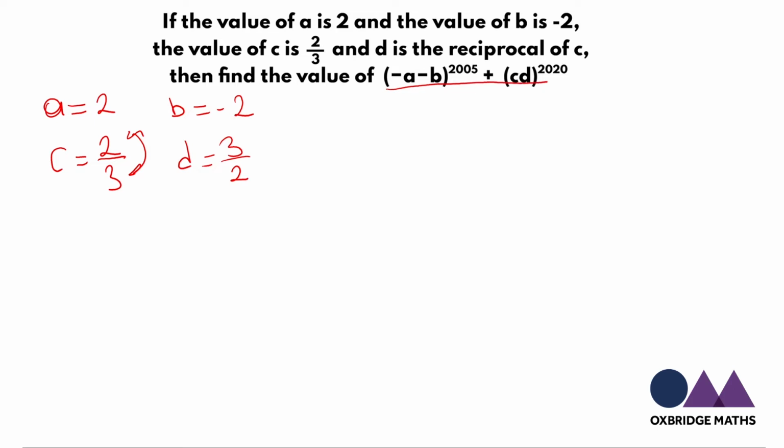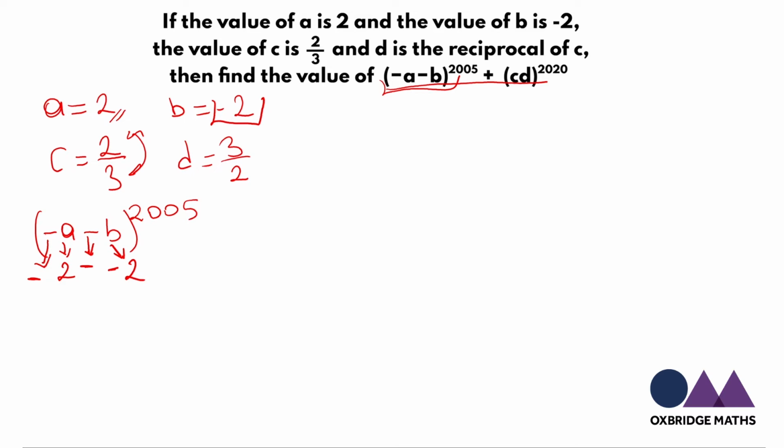The tricky part of the question is the negative numbers here. I'll find the value of negative A minus B, to the power of 2005. To substitute, we will replace the letters with numbers. So negative, write as it is, and the value of A is 2 here, and minus, and the value of B is negative 2, be careful.